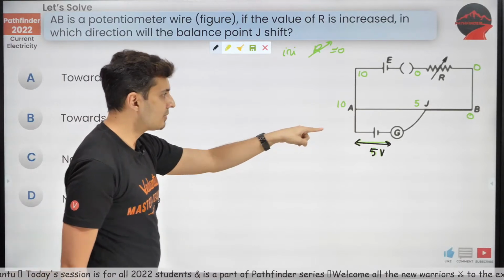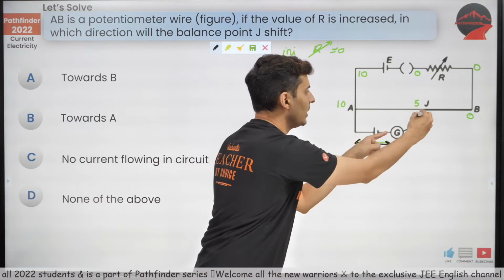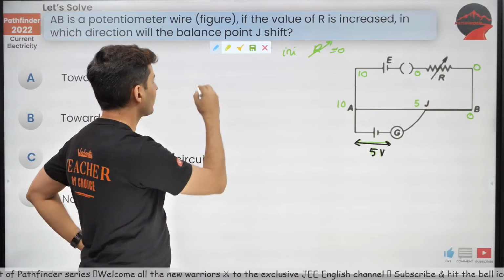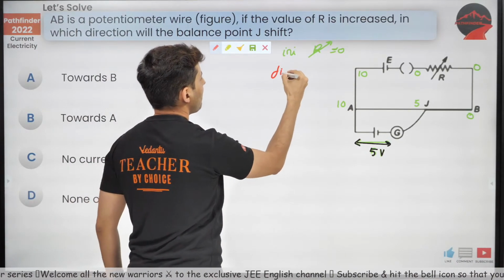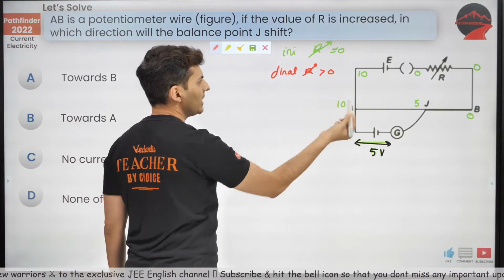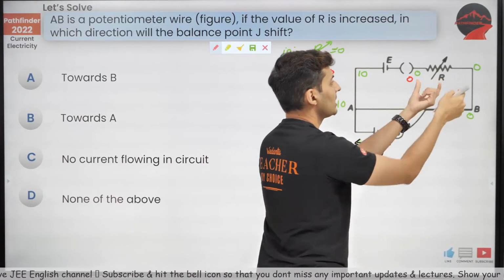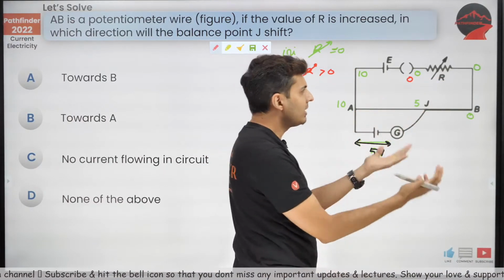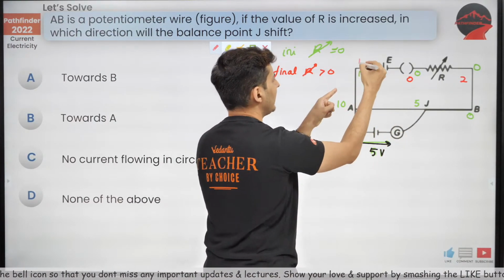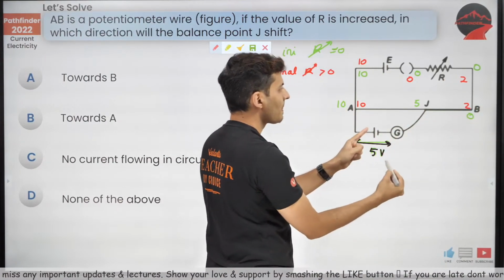Clear? That's when the balancing length will happen. No current will flow because this voltage and this voltage are the same. No need for current to flow. Now, here is the next thing. When the resistance is increasing, maybe something more than 0, now things will change. If this is 0, there will be some voltage difference between these 2 points. Maybe it is 2 volts. This is 0, this will still be 10. If this is 2, this is 2.